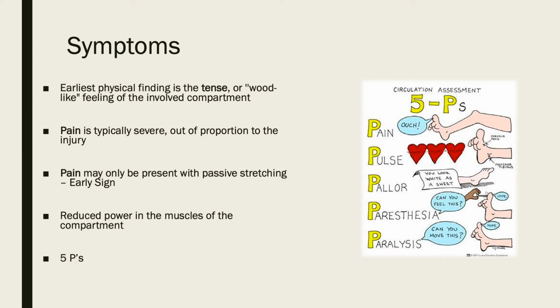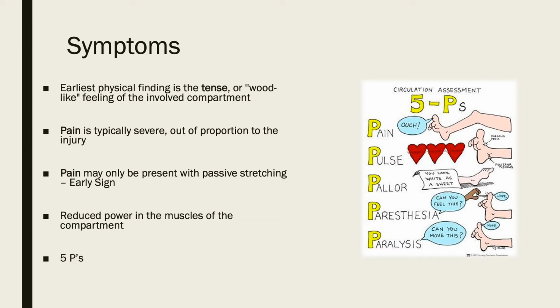So the earliest physical finding is a complaint of a tense or wood-like feeling of the involved compartment. The pain is typically severe and out of proportion to the injury, and pain may only be present with passive stretching. This is an early sign. There can also be reduced power of muscles within that compartment. Other symptoms such as paresthesia are also an early sign.